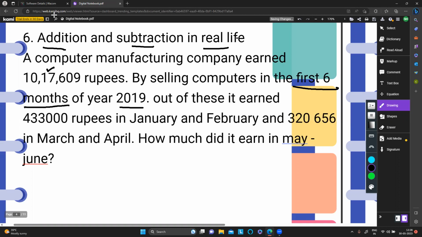Out of these, it earned 4,33,000 rupees in January and February, and then 3,20,656 in March and April. How much did it earn in May and June? Totally, they are talking about only 6 months. So 6 months, they have separated as two months.